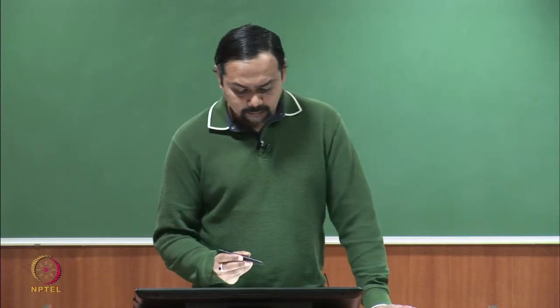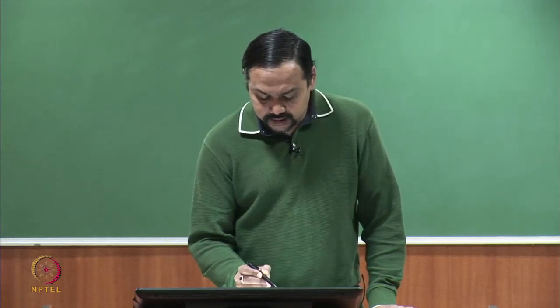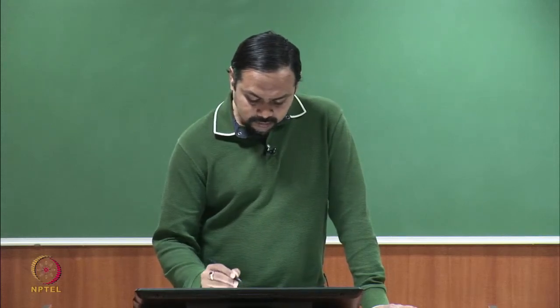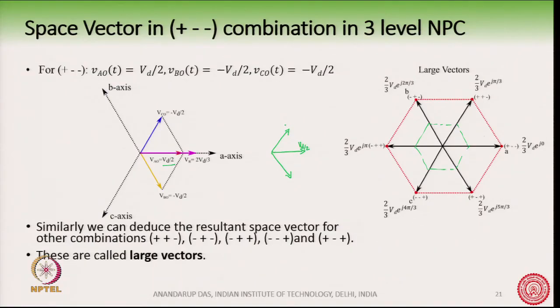Okay. So, we can take an example. For example, plus minus minus. If it is plus minus minus, on the A phase the contribution from the pole voltage is plus, so this means plus Vd by 2 here. A phase is plus here, and on the B phase you have a minus contribution, and on the C phase you have again a minus Vd by 2 contribution. So, this is plus Vd by 2, this is minus Vd by 2, and this is minus Vd by 2.